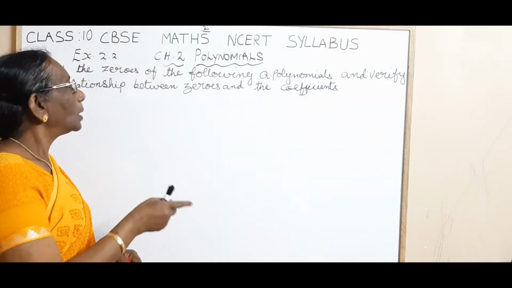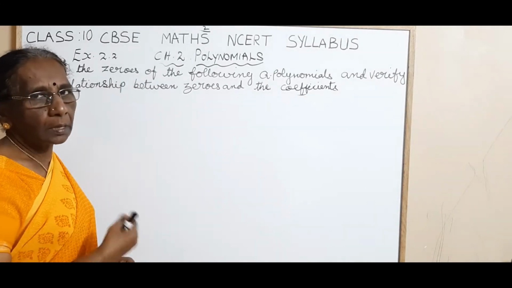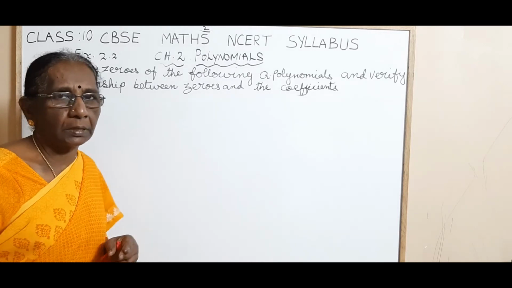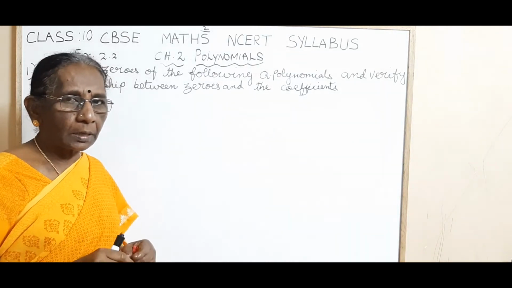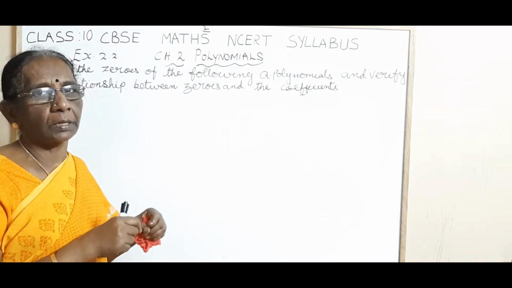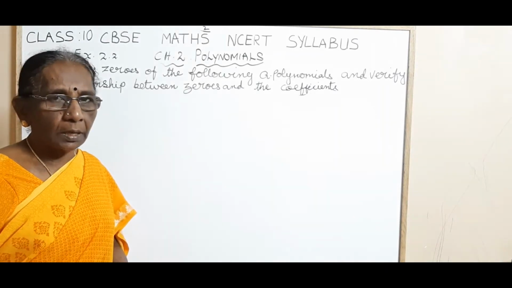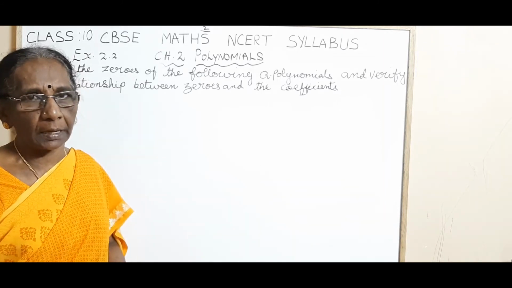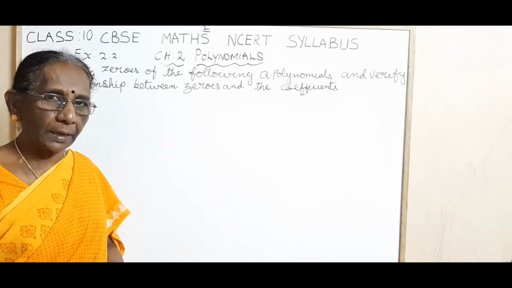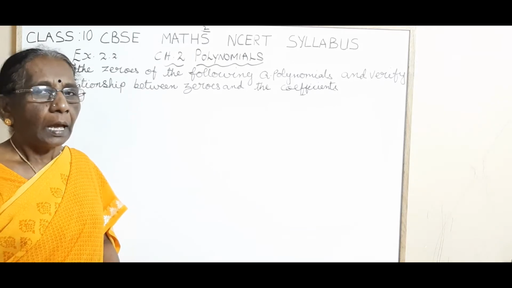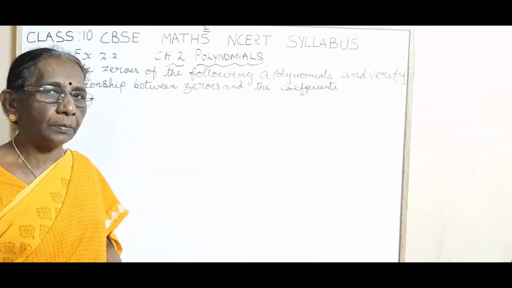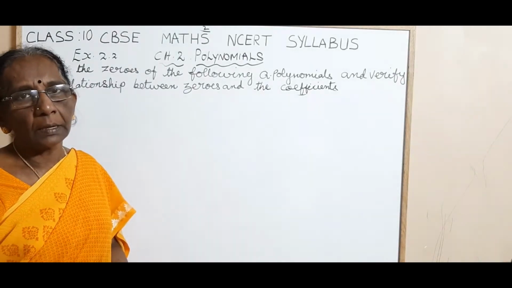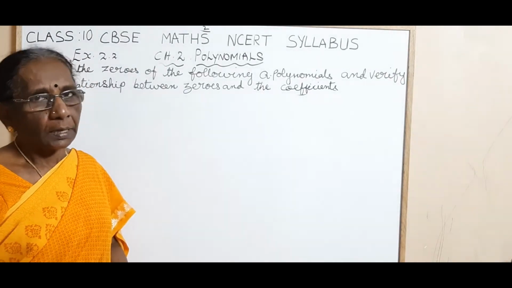So first step, you have to find the zeros. Then you have to verify the relationship between the zeros and the coefficients. What is the relation? Let us recall the relationship between the zeros and the coefficients. Sum of the zeros, that is alpha plus beta, is equal to minus b by a. That is minus coefficient of x by coefficient of x square. And product of the zeros, that is alpha beta, is equal to c by a. That is the constant term divided by coefficient of x square.